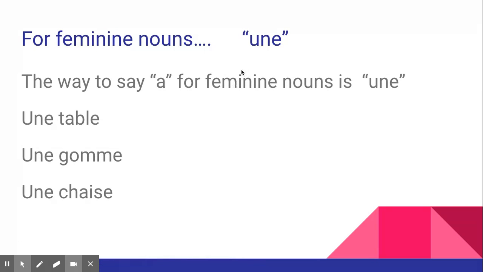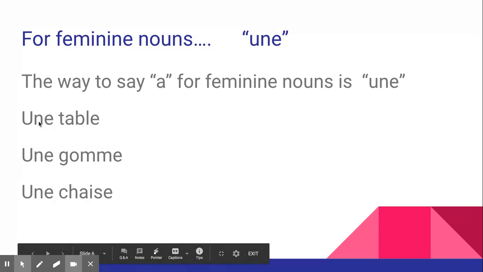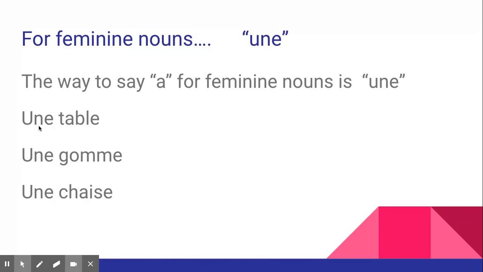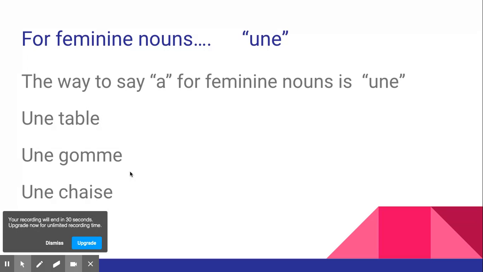For feminine nouns, the way to say a is une. So it's the same word as masculine, but you put an e at the end, une. So we have une table, a table, une gomme, an eraser, une chaise, a chair. When you see une before these nouns, you know that they are all feminine. Okay? These all also happen to end with an e, which is another hint that it's probably going to be feminine.